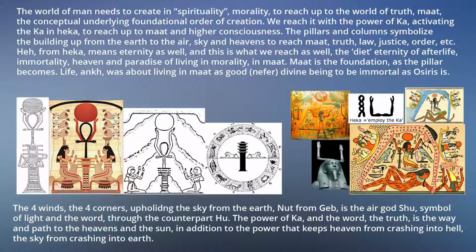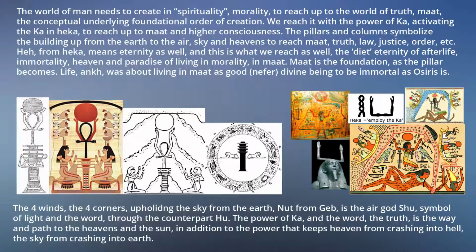So on the right side, I have Shu holding up Nut, which I've already described, and Geb on the bottom, the masculine on the bottom, feminine on top, and you see the solar bark riding Nut, or the sun going through Nut. I'll have another infographic on that later. So on the bottom one here, we have Shu with the sun on his head, and he's holding up Nut, and he has two Ankhs in his arms, because Shu, again, was life.